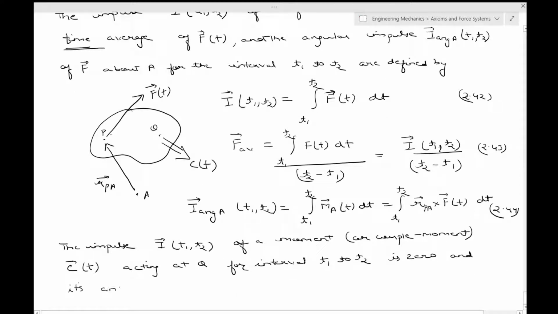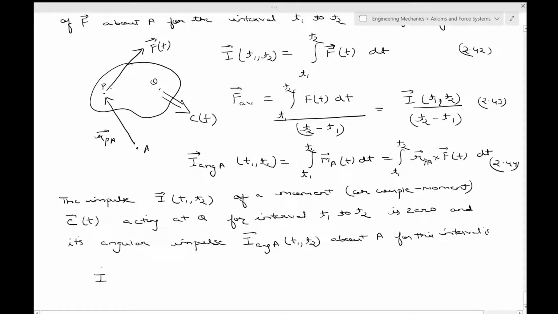And its angular impulse about A for this interval t1 comma t2 is the integral from t1 to t2 of C of t dt. Okay, so this is 2.45.